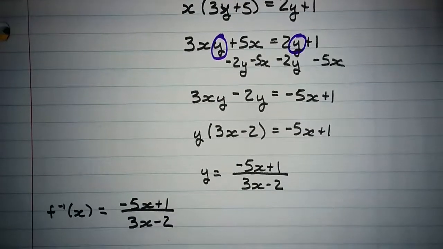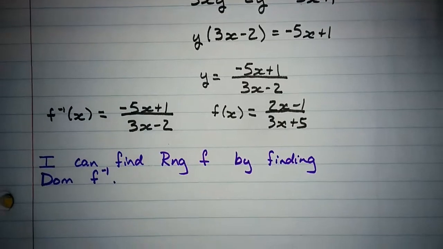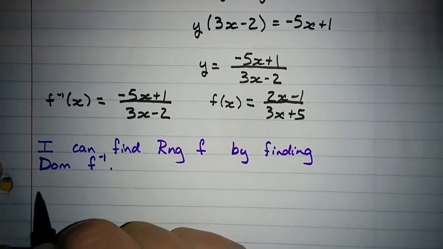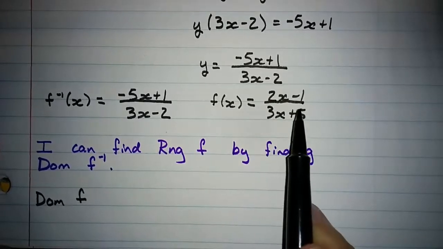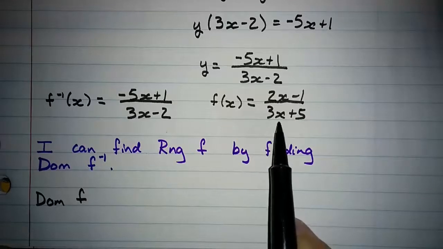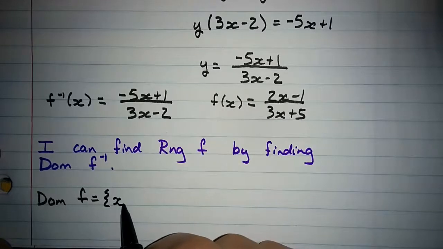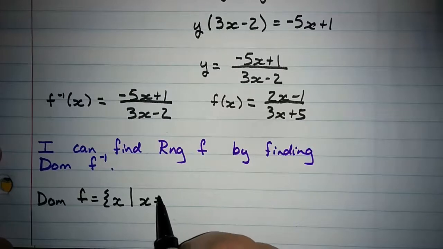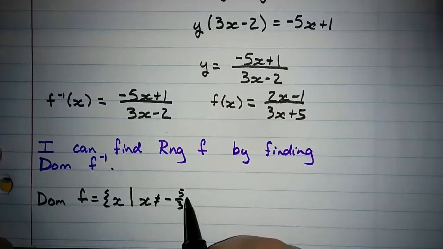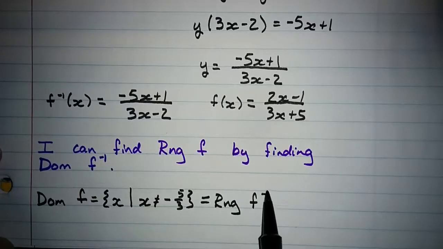This lets me do one extra thing as well. I can find the range of f by finding the domain of f inverse. Of course, the domain of f, those are all the points where 3x plus 5 is not 0. A little computation tells us that those are all of the points where x is not negative 5/3. But that's going to also be the range of f inverse.